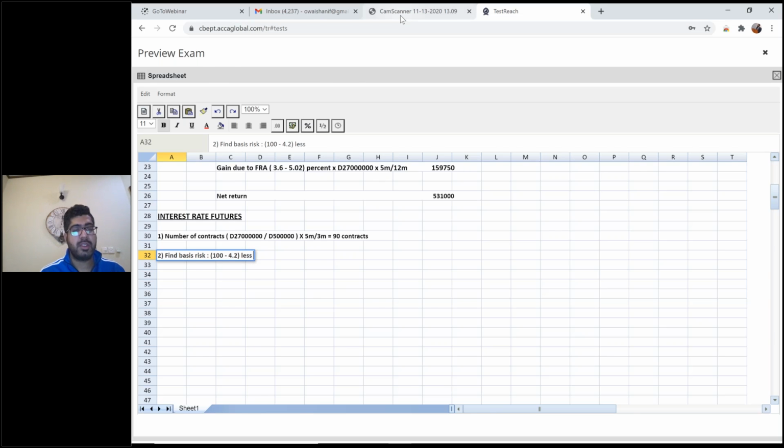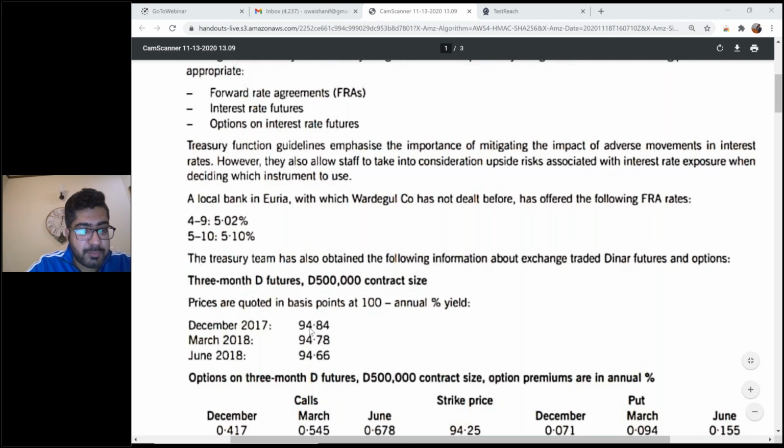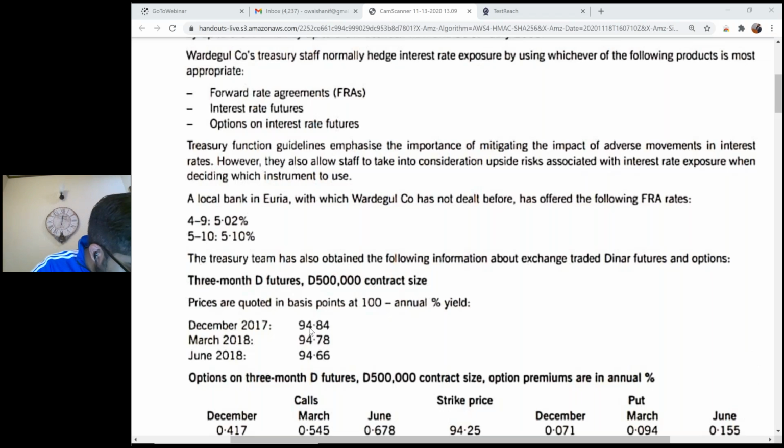Go to the futures. What is the futures price? In the futures, there are a few futures prices: December 17 futures price, March futures price, June futures price. So it's spot minus LIBOR less the futures price. So which futures price will we take? Now listen to this carefully. Which futures price will we take?